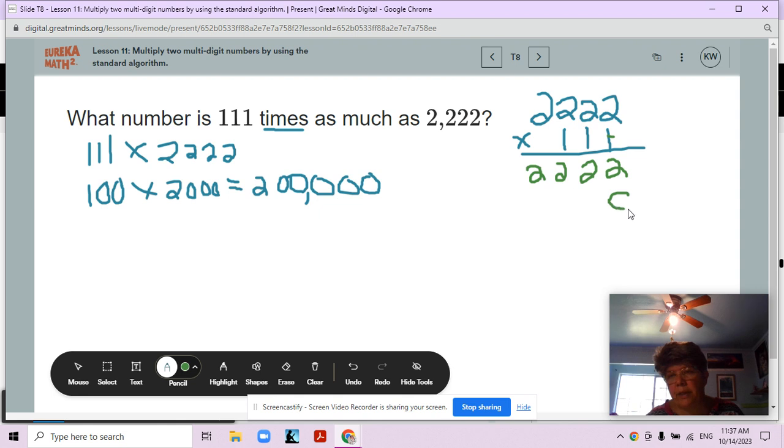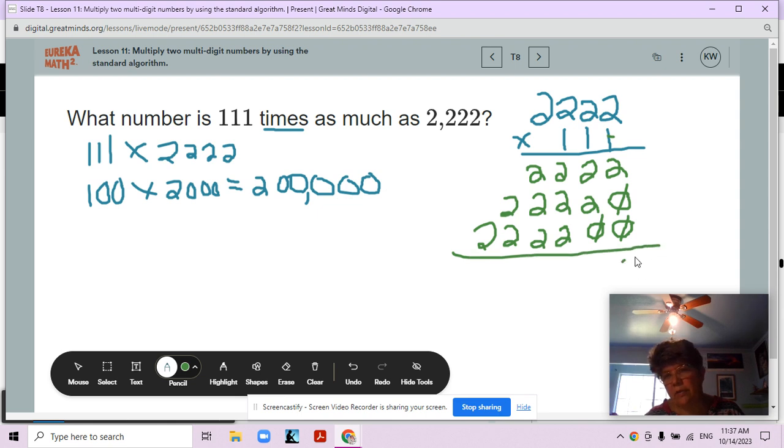Now we have to remember when we get to our next level that we have a magic 0. And guess what? We have the same thing again. So we could just say, I already know what 1 times 2,222 is, and just write it again. And then when we get to our hundreds, we have 2 zeros. We can remember that because 100 has 2 zeros in it. And then we can do it again. 2,222. All right, and then we're going to add those all up.